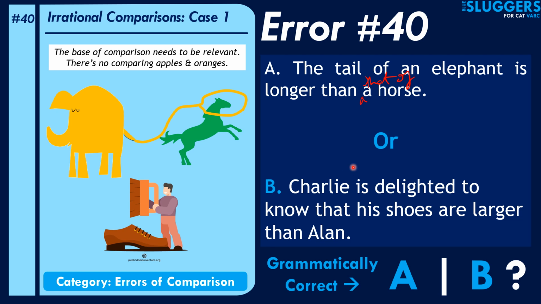Similarly, look at the next sentence. It says, Charlie is delighted to know that his shoes are larger than Alan. So again, this seems to imply that Charlie's shoes are not larger than Alan's shoes, but rather larger than Alan himself, right? So even that is a case of irrational comparison. So this should rather probably be "are larger than Alan's," okay? That his shoes are larger than Alan's. So you need to have an apostrophe here.